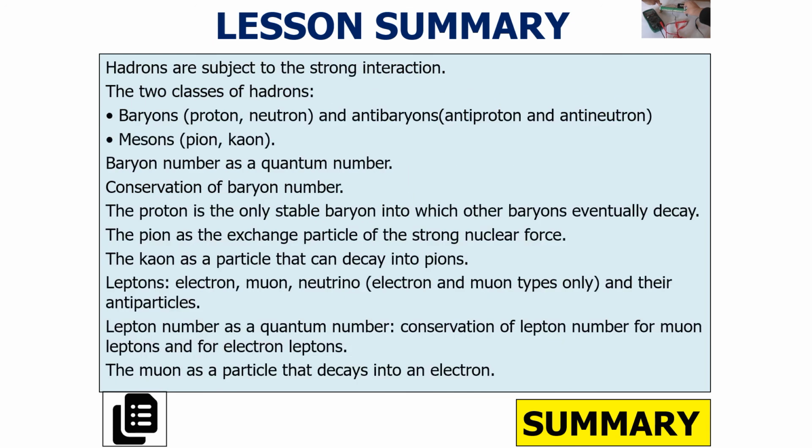We know that hadrons are subject to the strong interaction. There are 2 classes of hadrons, baryons and mesons. Understand baryon number and conservation of baryon number. The proton is the only stable baryon. The pion is the exchange particle of the strong nuclear force. Kaons are particles that can decay into pions. We know about leptons as electrons, muons and neutrinos and their antiparticles. We know about lepton numbers as a quantum number and the conservation of the lepton number for muon and electron leptons. The muon is a particle that decays into electrons.